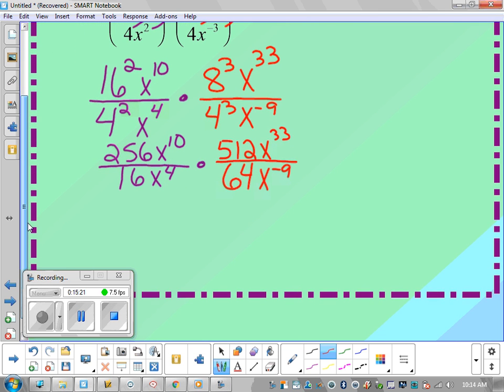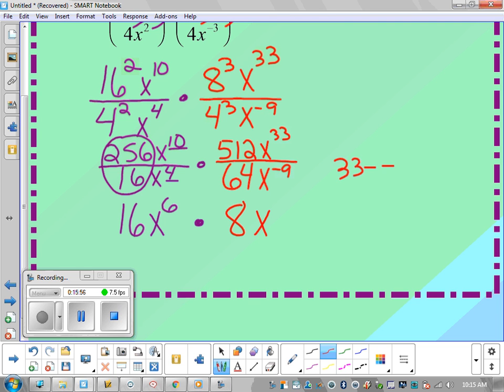I am going to simplify the first fraction. 256 divided by 16 is 16. If I subtract the exponents, 10 minus 4, I get 6. Take a moment, make sure you're okay with that. I divided the coefficients, and then I subtracted the exponents. Looking at my red fraction, 512 divided by 64 is 8. If I subtract my exponents, 33 minus negative 9, keep, change, that becomes 42 for the exponent.